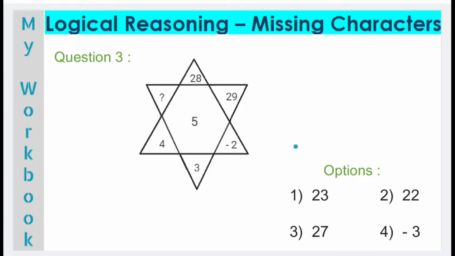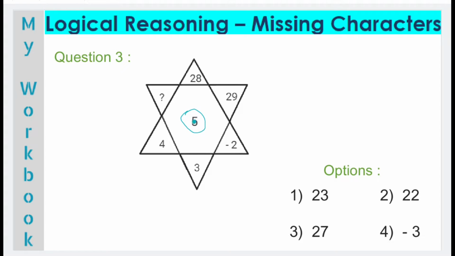Question number 3. It's a star-shaped pattern. There are 6 vertices. 28, 29, -2, 3, 4 are the numbers on the edges and 5 is in the middle of the star. The options are 23, 22, 27 and -3. When there is a pattern with a central number, we should pay more focus on this number. The central number will play a major role. We can see that the upper two edges are having bigger numbers while the bottom edges are having smaller numbers.